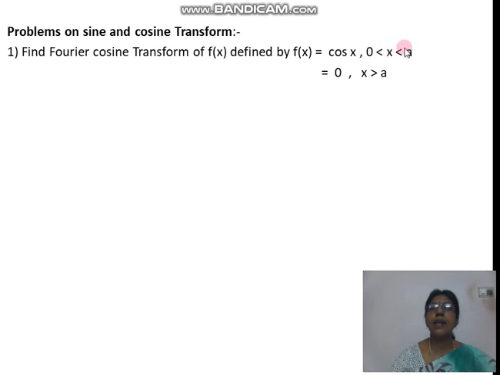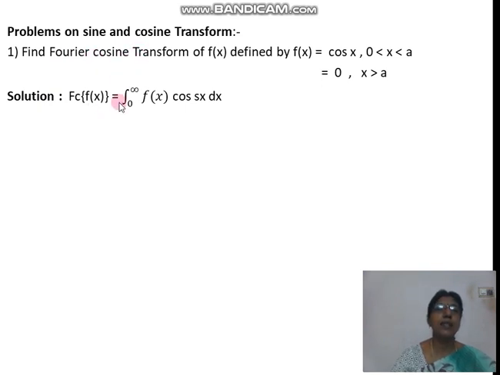For 0 less than x less than a, the function is f of x, otherwise the function is 0. Okay, the Fourier cosine transform, its definition: the symbol is F c of f of x, meaning Fourier cosine transform of f of x. So the Fourier cosine transform of f of x is equal to, by definition, integral 0 to infinity f of x cos sx dx, but the interval is 0 to infinity.